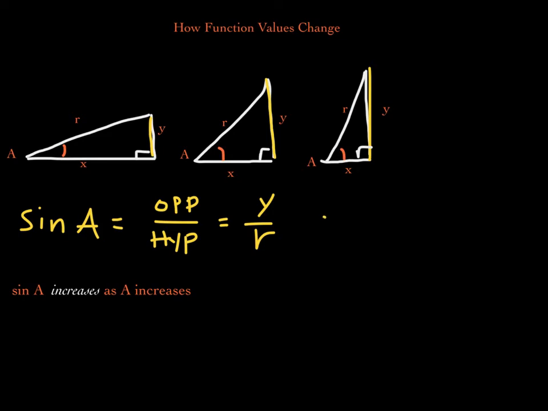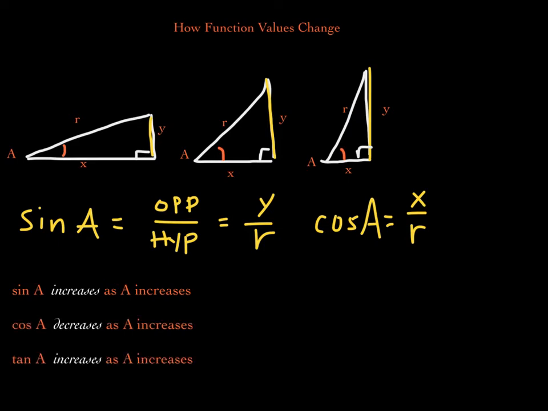Now, cosine of angle A, we know that to be adjacent over hypotenuse, or x over r. Now here, notice what x is doing. X is getting smaller and smaller. As angle A increases in measure, x is getting smaller and smaller, and r is fixed. That means this ratio is decreasing as angle A increases.